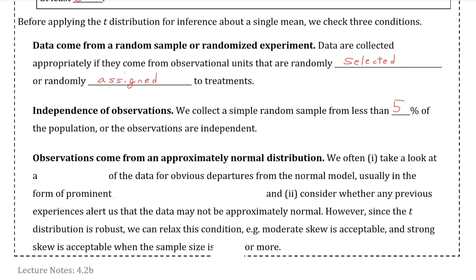We often, one, take a look at a plot of the data for obvious departures from the normal model, usually in the form of prominent outliers. And two, we consider whether any previous experiences alert us that the data may not be approximately normal. However, since the t-distribution is robust, we can relax this condition. Moderate skew is acceptable, and strong skew is acceptable when the sample size is 30 or more.